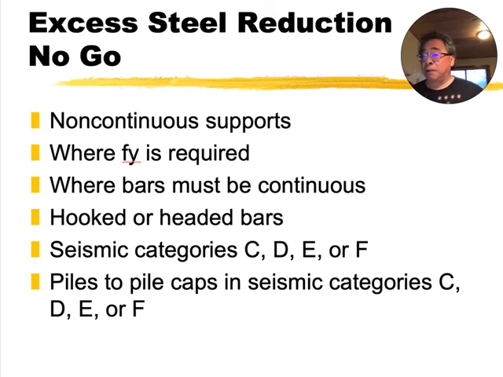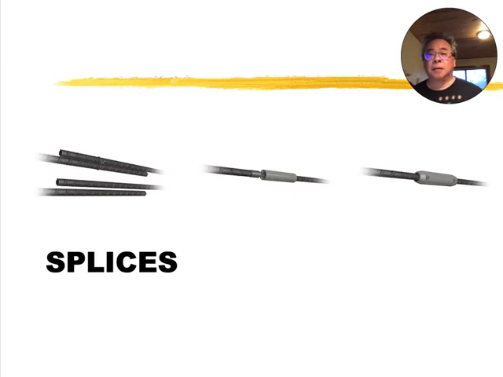Okay, we're going to finish our discussion by talking about splices. Sometimes you can't get a bar long enough for what you designed. I think the longest bar you can get is 60 feet. And that has to do with the length of a truck that can navigate off-ramps on a freeway. And so if you need a bar longer than that and you need to splice it, these are your options.